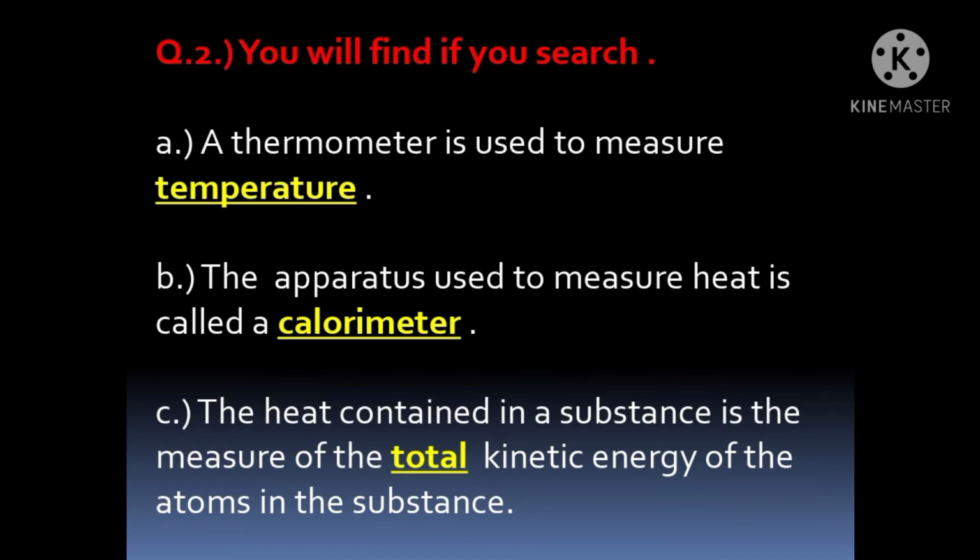Second one, the apparatus used to measure heat is called a dash. So the apparatus which is used to measure heat is called as calorimeter. So the correct answer is calorimeter. Third one, the heat contained in a substance is the measure of the dash kinetic energy of the atoms in the substance. So students, what does heat content of a substance depend upon? It depends upon the measure of the total kinetic energy of the atoms in the substance. So our correct answer is total.